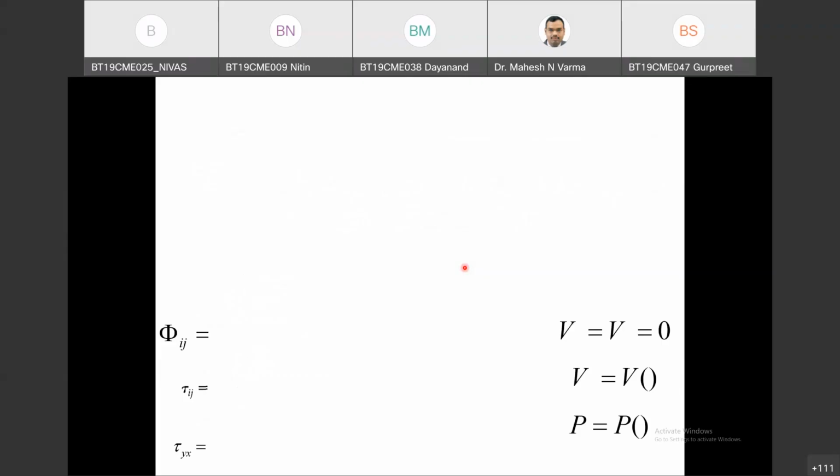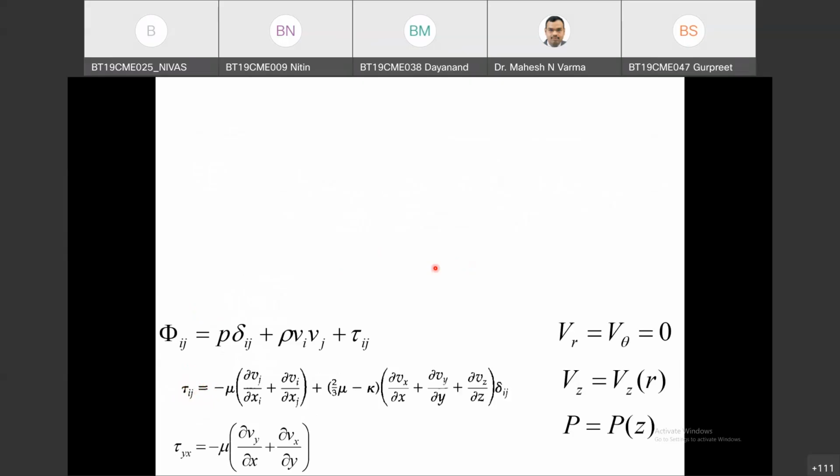This is the definition of total flux we have discussed. This total flux will be a combination of molecular flux because of viscous forces, molecular flux because of pressure forces, and the convective fluxes. Then we can substitute all this. Here we have Vr equals 0, V theta equals 0, and Vz is a function of r only, and P is a function of z.